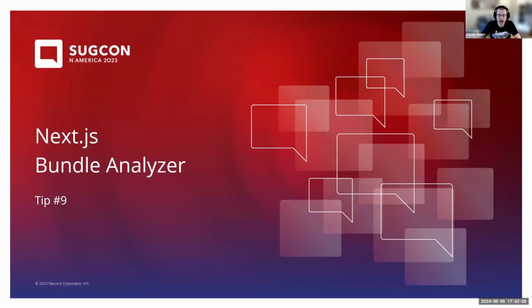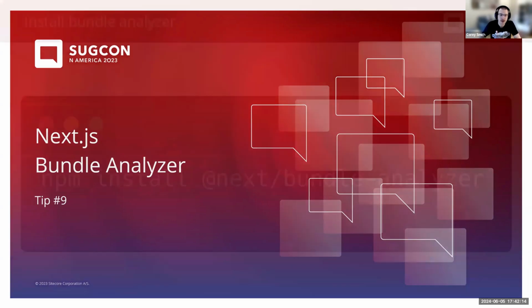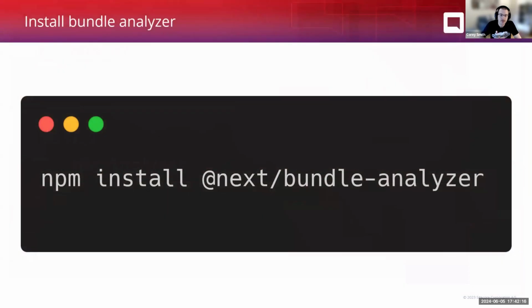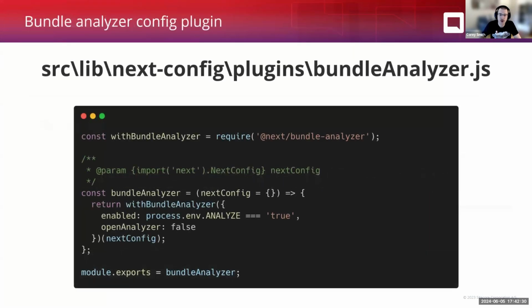All right, tip number 9. This tip will help you get a better understanding of your website payloads. So Next.js has a bundle analyzer feature that you can install very easily. Just do npm install next bundle analyzer like this. This will install the necessary node modules, and then you create a config plugin. It looks just like this.